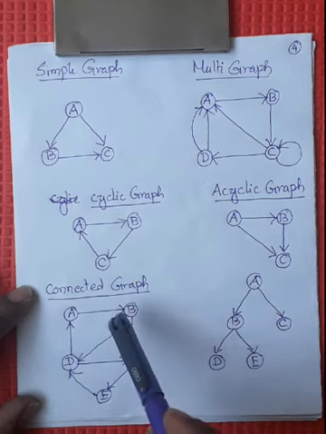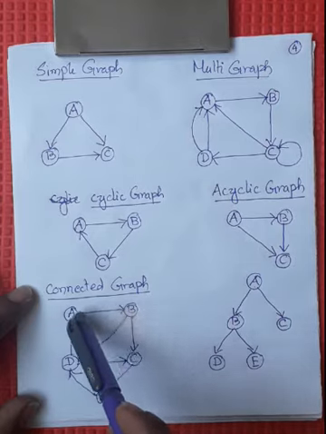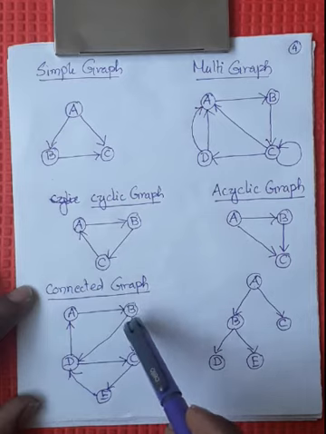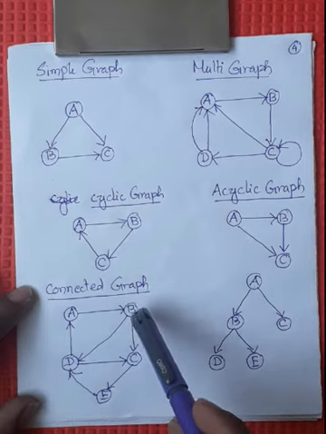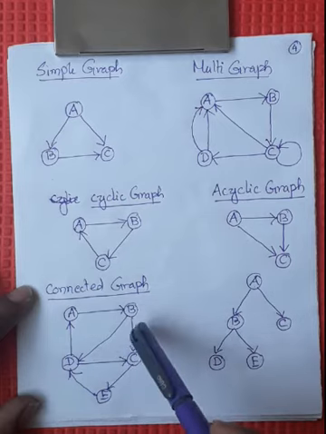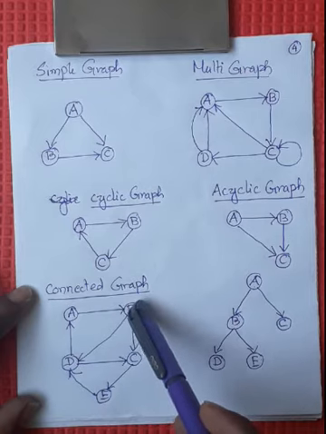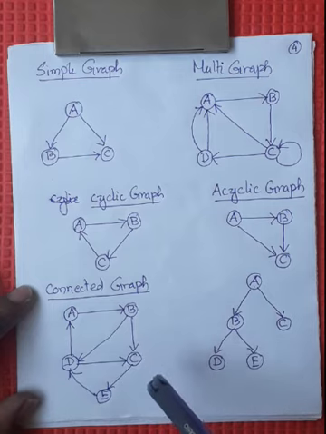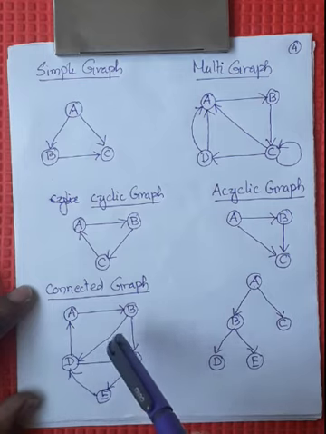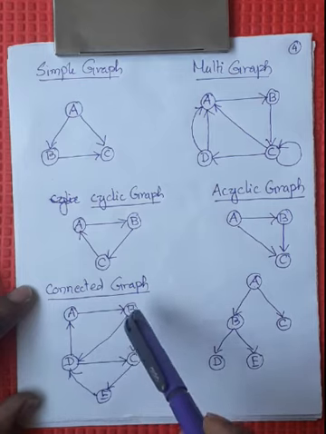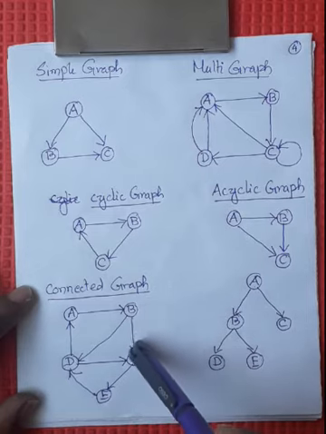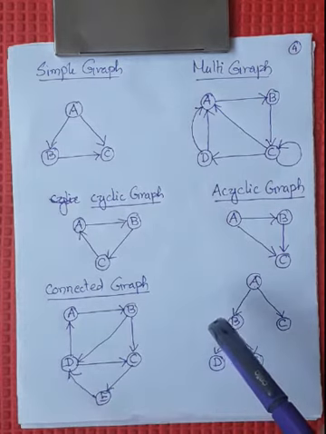Path means using either one edge or using multiple edges. If you are moving from a source to a destination, then that is called a path. So there is a path from each node to all other nodes, so it is called a connected graph. That is generally possible. In a graph, if for every node you find a minimum of one outgoing edge, then definitely there will be a path.